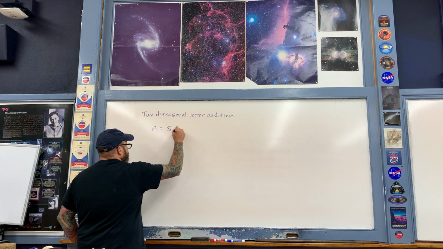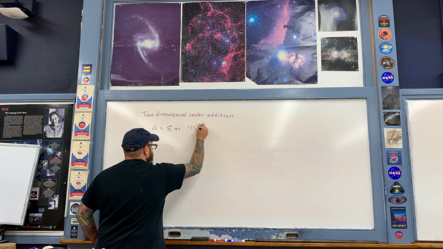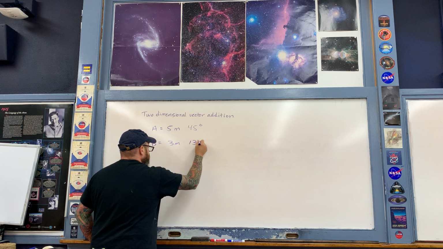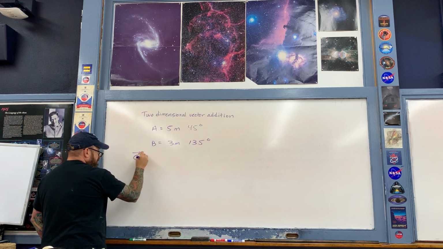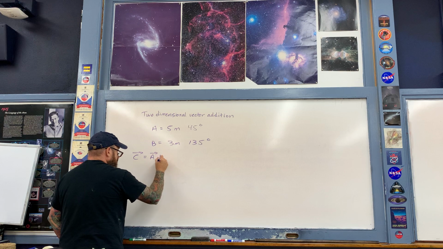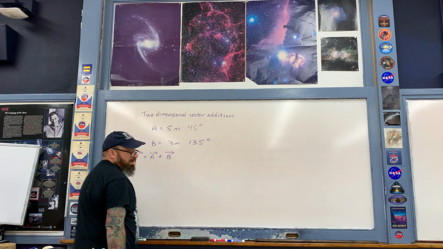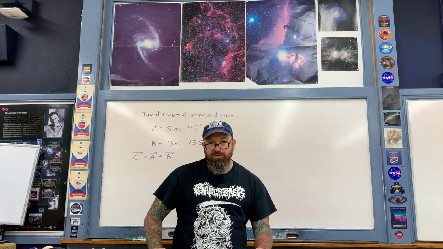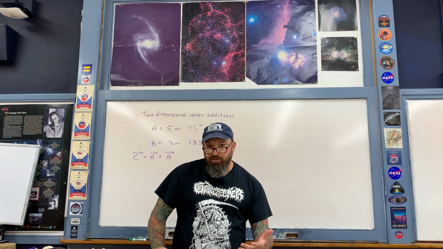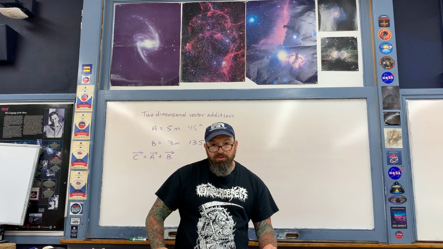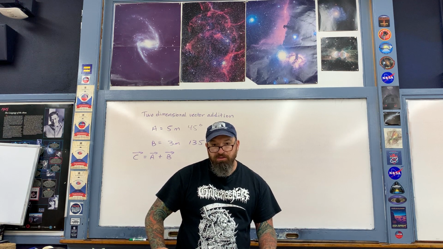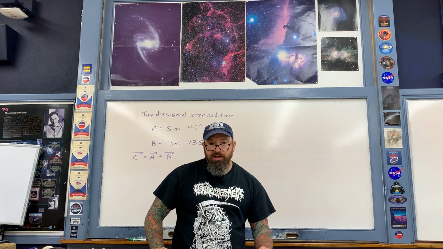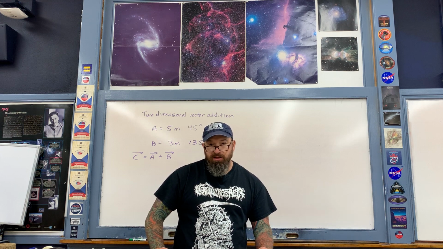Okay, so A is equal to 5 meters at a 45-degree angle. B is equal to 3 meters at a 135-degree angle. We're going to find the resultant. We'll call it C. This is equal to A plus B. Now, how do we go about adding these two vectors together in two-dimensional space? Well, so far, graphically, the only means that we have available to us is the tail-to-tip method of vector addition. So like I did in the one-dimensional case, now in the two-dimensional case, I'm going to add the vectors together in that manner.